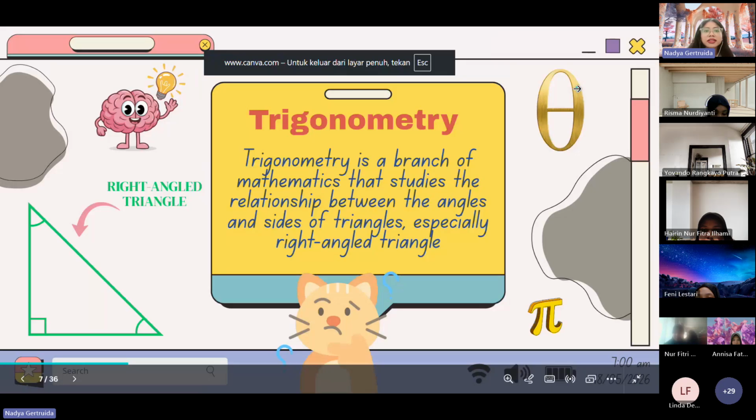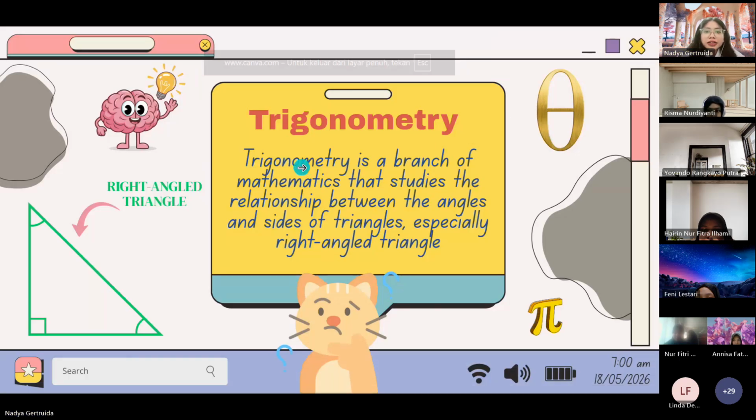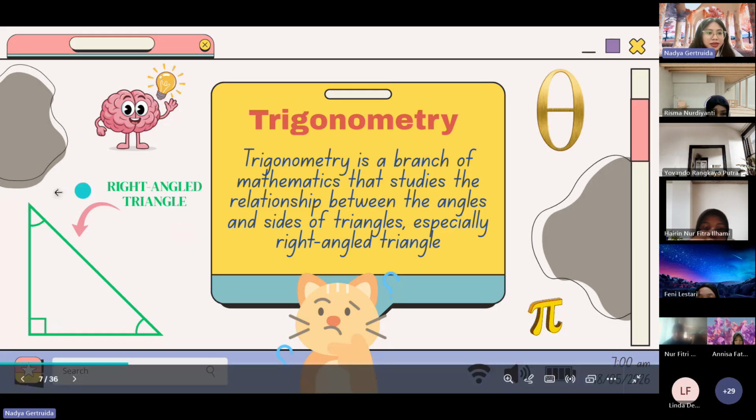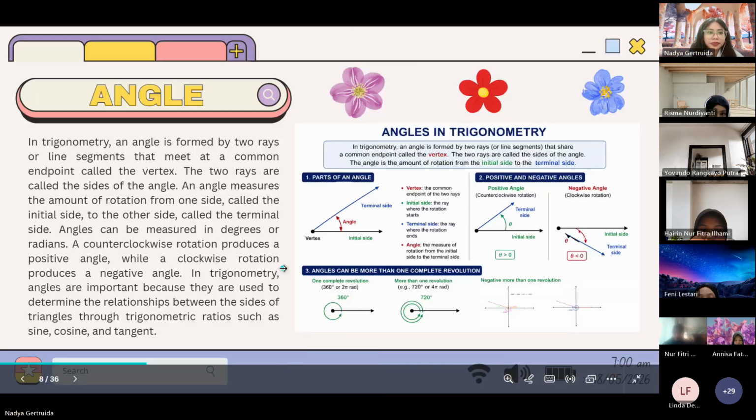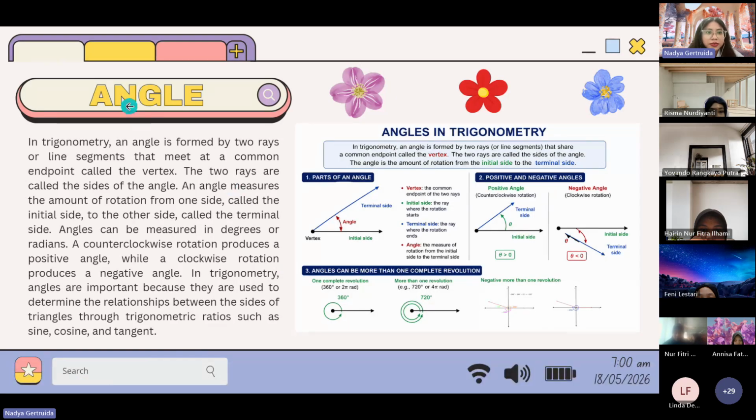Yeah, and then I will explain about the trigonometry. Trigonometry is a branch of mathematics that studies the relationship between the angles and sides of triangles, especially right triangles. As you can see, this one is the right angle triangle. Okay, we move to the explanation about the angle.